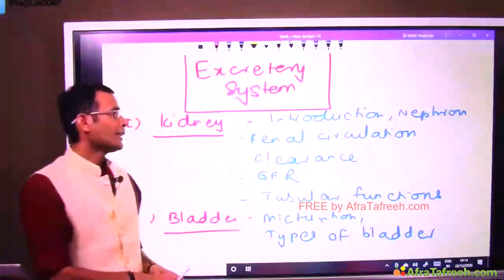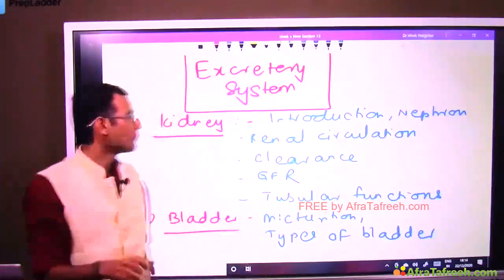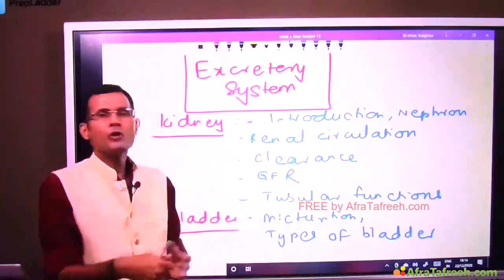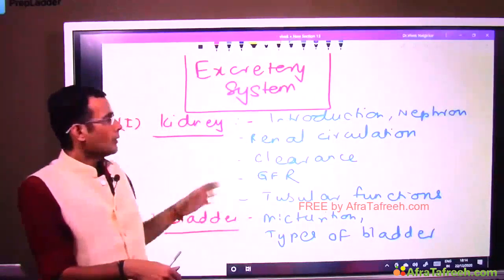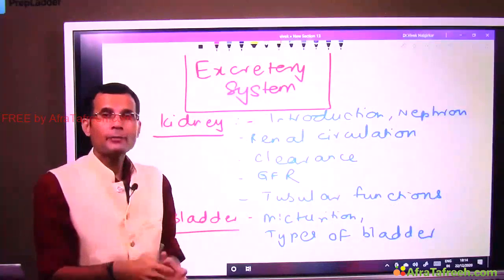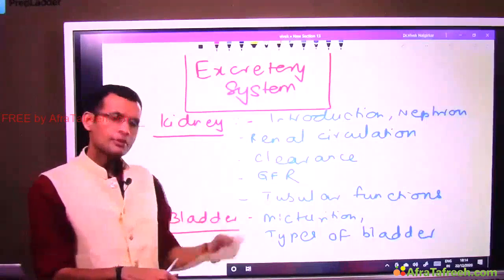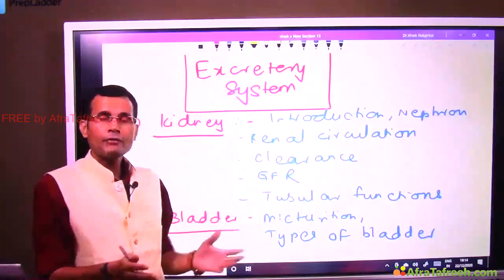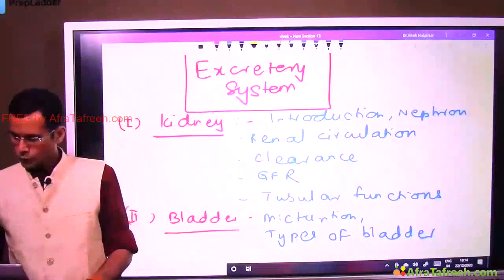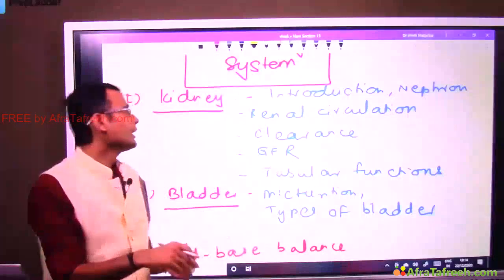Hi, let's begin with a fresh system. The next system is the excretory system. Clinically important one. Of course, clinically all the systems are important, but why I call this important is also from an academic point of view. You get a lot of MCQs from the kidney and renal functions, bladder functions, and acid-base balance. So we will go through those topics in conceptual detail.